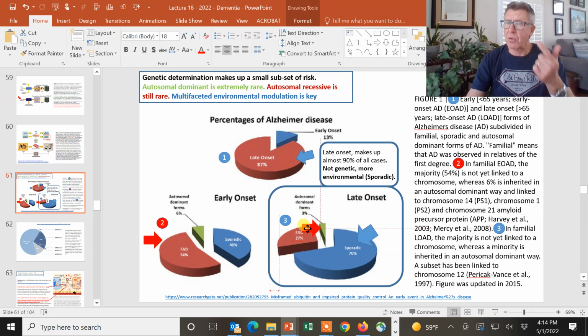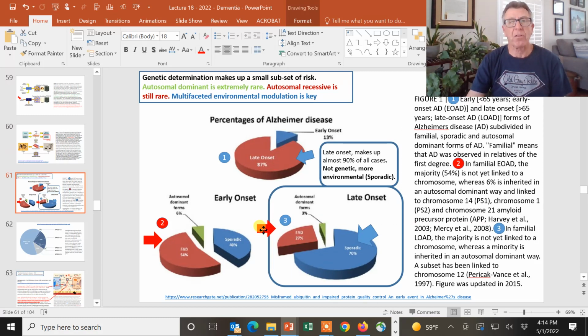The presenilin 1, the presenilin 2, and the autosomal dominant form of abnormal APP found in chromosome 21, sorry, very rare, 3% of the cases. And then there is almost 30% that are this familial risk. It doesn't mean you're going to get it. These ones mean you're going to get it, this autosomal dominant. This, well, you may not get it.